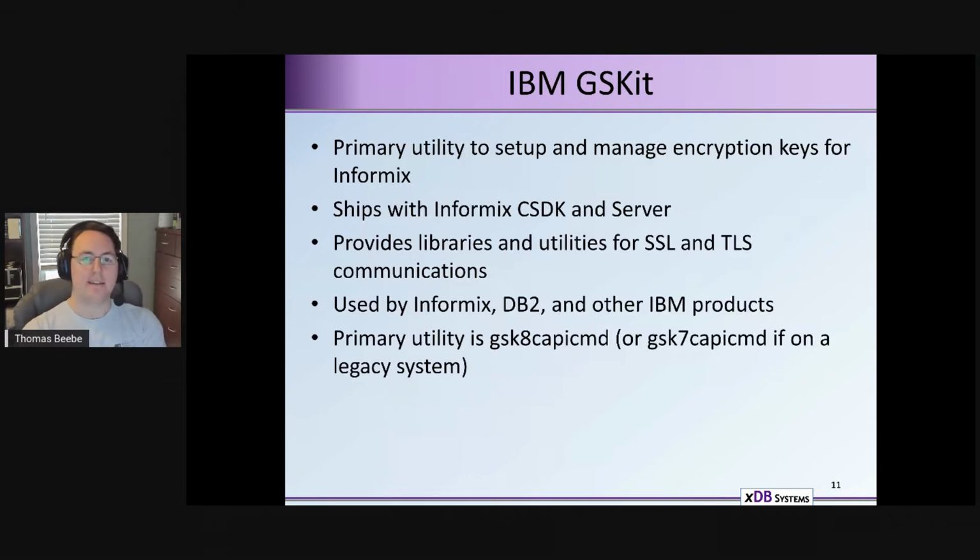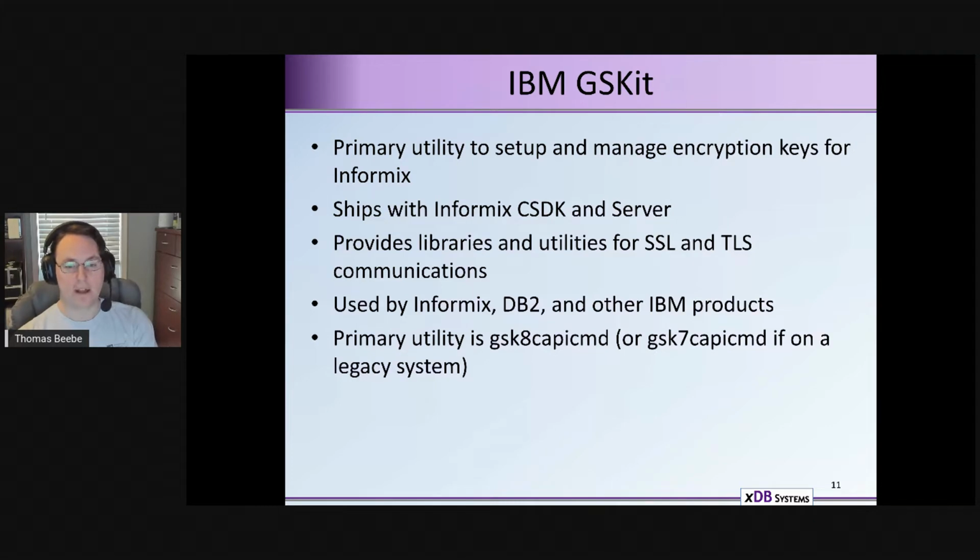So IBM GSKit. This is standard with the Informix versions before 14.1 XC4. After that, it does still bundle it. It doesn't install it by default. So it is the primary utility before XC4 to set up and manage encryption keys for Informix. Again, a number of other IBM utilities use it as well. It does ship with both the CSDK and the server, so either one will give you the toolkit. It'll let you use SSL and TLS for the communications.